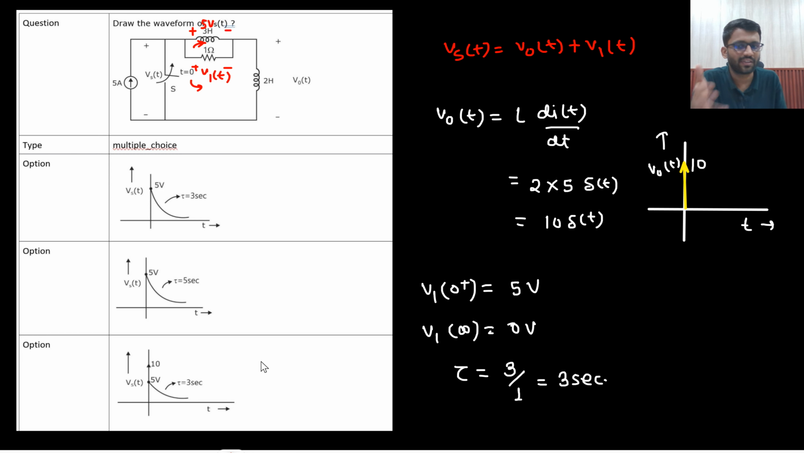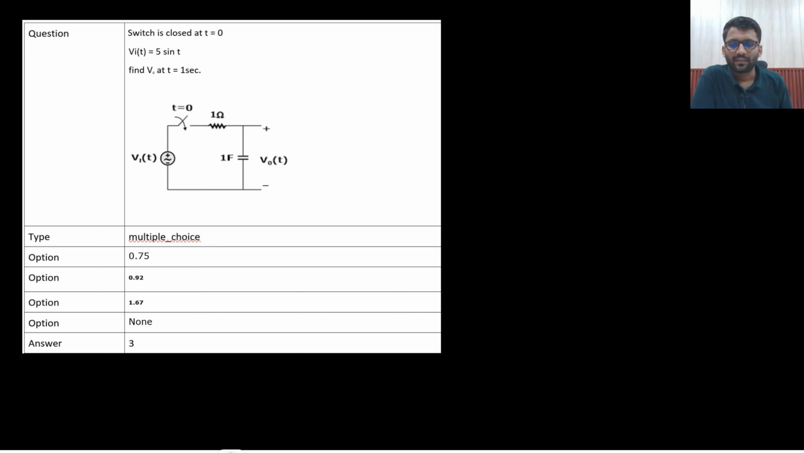So this will be the exponential response. From 5 to 0 it will go with a time constant of 3 seconds, and here there will be an impulse. So this is the answer. This was a very good question. I hope you have understood every single concept behind it. Okay then, thank you. Let's see this question.